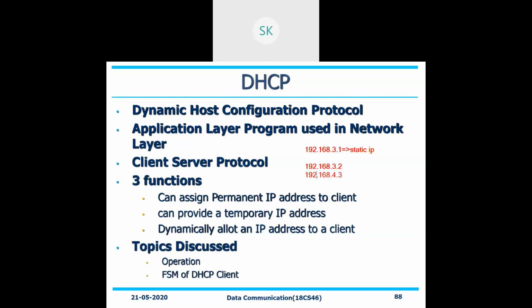See here, it can assign a permanent IP address to the client. That's what I said. It can provide a temporary address. The temporary address is this one, 3.22. This is the temporary address. It can dynamically allot an IP address to a client. That is also possible. All these are the functions of your Dynamic Host Configuration Protocol. How this particular thing operates, we'll check out in the next slide.